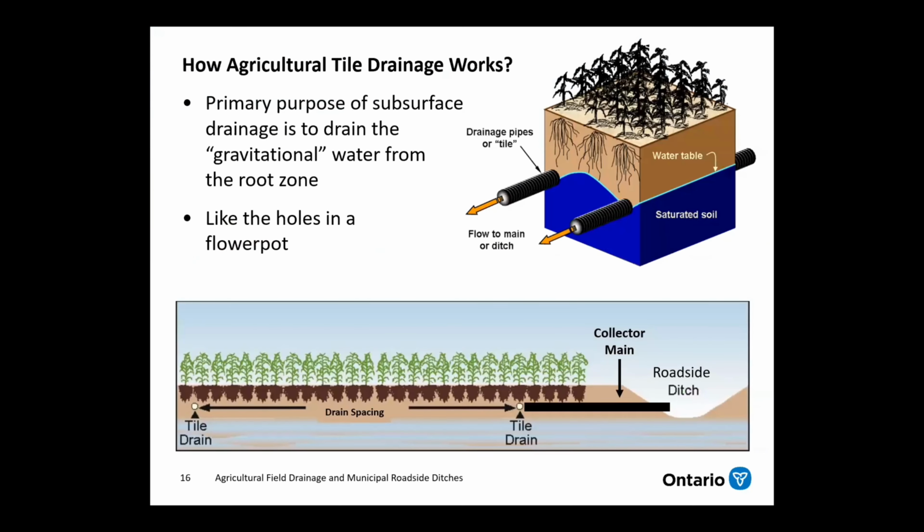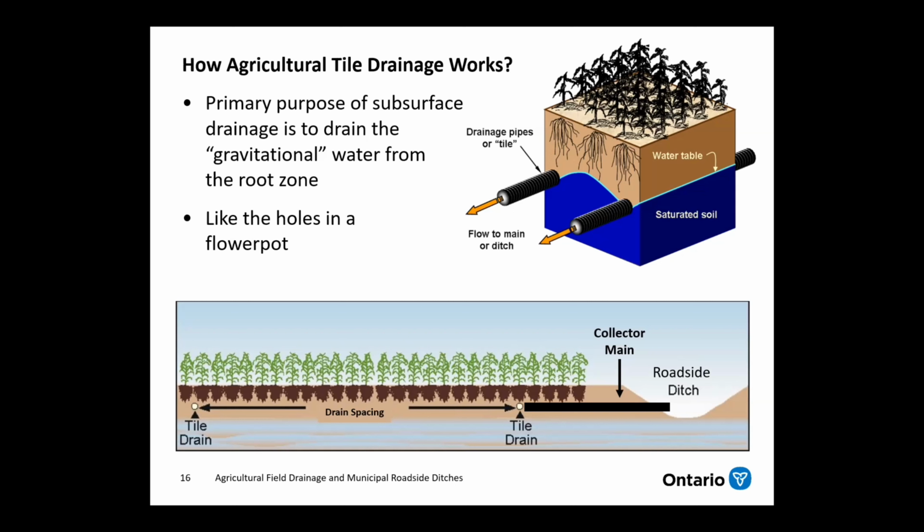So again, how does it work? I'm not sure of the background, but just so everyone's on the same page here, it works essentially like holes in a flower pot, right? So it provides drainage from the rainwater that hits the surface and infiltrates into the water table, and ultimately drains through those laterals into the main drains. And its primary purpose is to remove that excess gravitational water from the root zone.